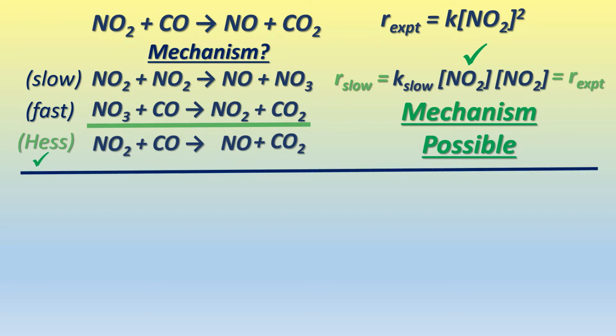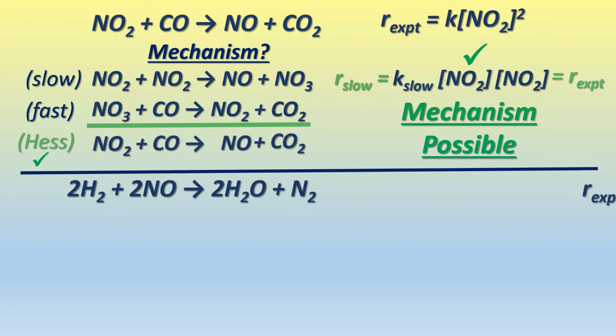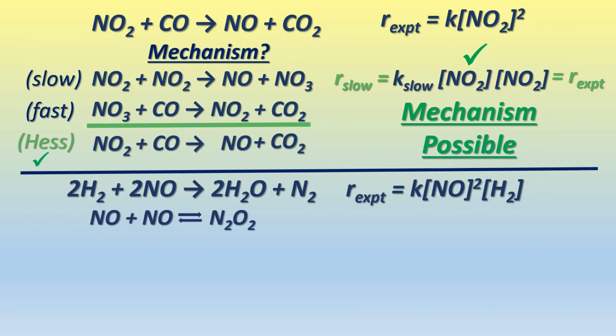A second reaction. H2 plus 2NO goes to 2H2O plus N2. It's found to be second order in NO, but only first order in hydrogen. A more complex mechanism is proposed for this reaction.